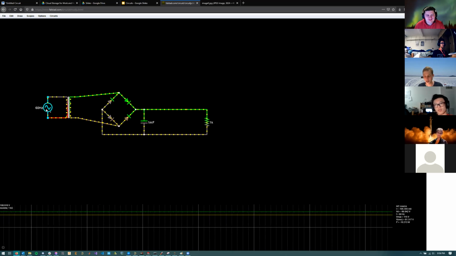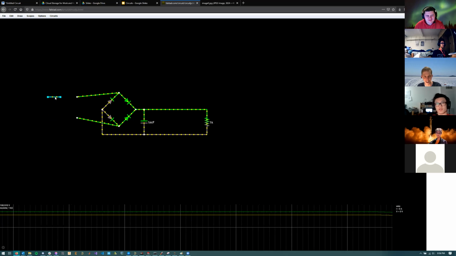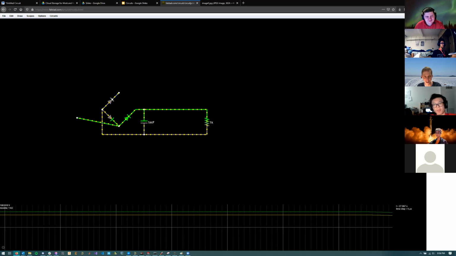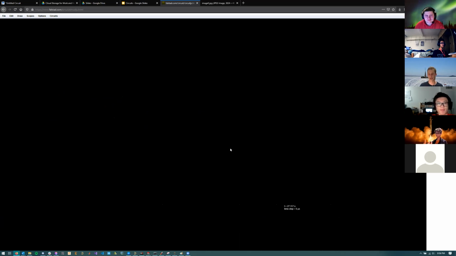Would someone like to explain how a transistor works? Is there anyone here that thinks they know really well what a transistor is and sort of how it works?